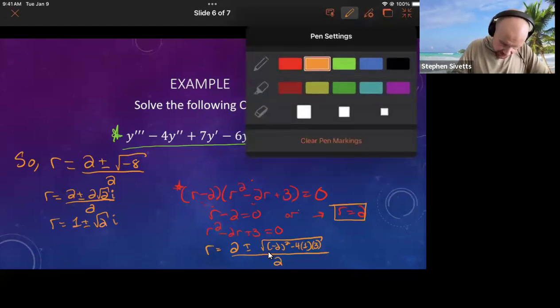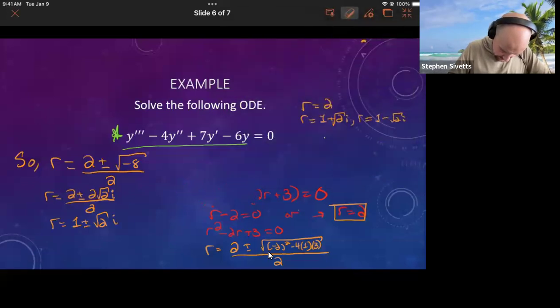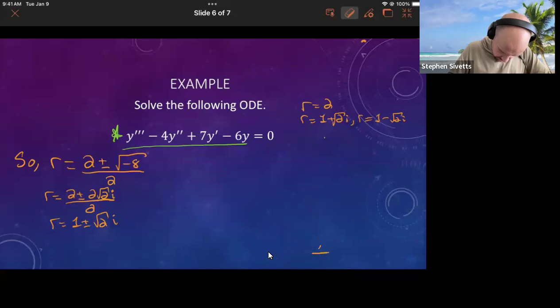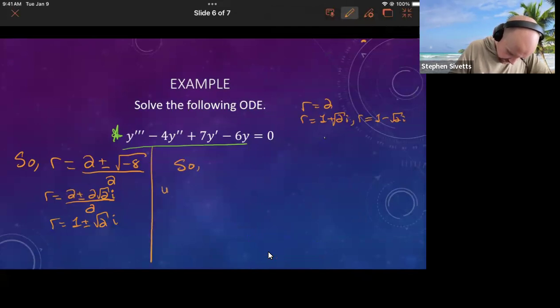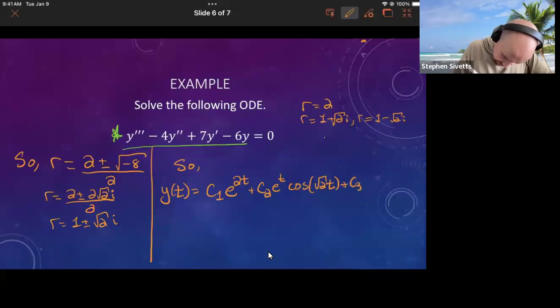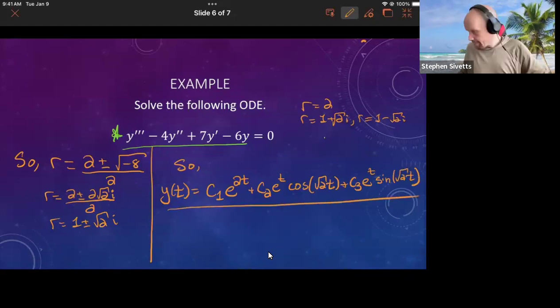Okay, so the general solution, y of t, is equal to c1 times e to the 2t, plus c2 times e to the t times cosine of root 2 t, plus c3 times e to the t times sine of root 2 times t. Okay, so that's your general solution.